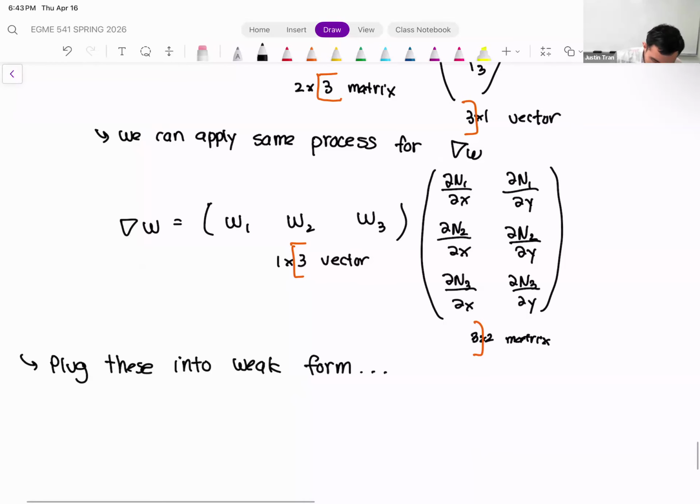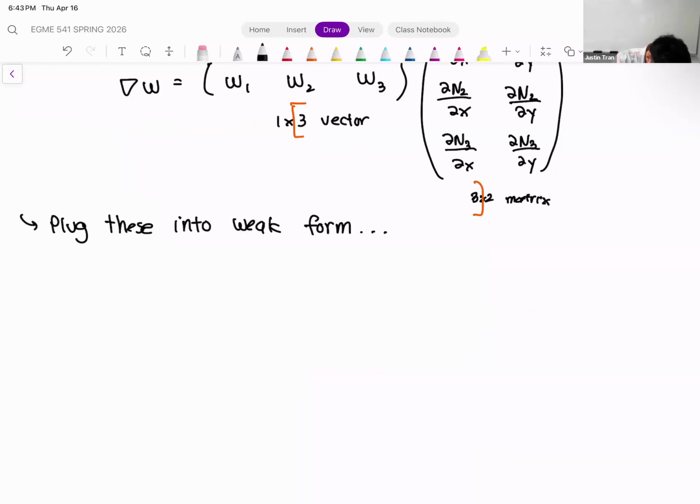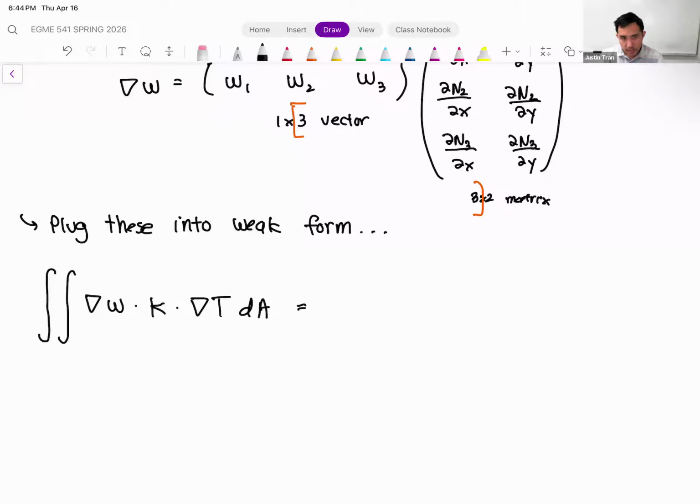Okay, so we're going to plug these into the weak form. Our weak form, I'll write it again down here, is the double integral of the gradient of W multiplied by K multiplied by the gradient of the temperature field dA. We're going to plug in our two expressions for the gradient, keeping note of the consideration I just said, where we want the coefficients on the outside. Because these coefficients are constant, they're not going to take part in the integral at all.